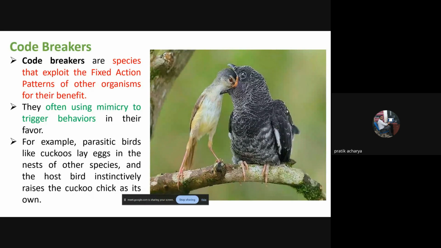The cuckoo is a parasitic bird, which lays eggs in the nest of other birds, the crow's nest, for their survival. Otherwise, it is difficult for them to survive. After hatching, they start begging, not towards the cuckoo, but towards the crow, for certain times. So this pattern is termed the code breaker pattern.